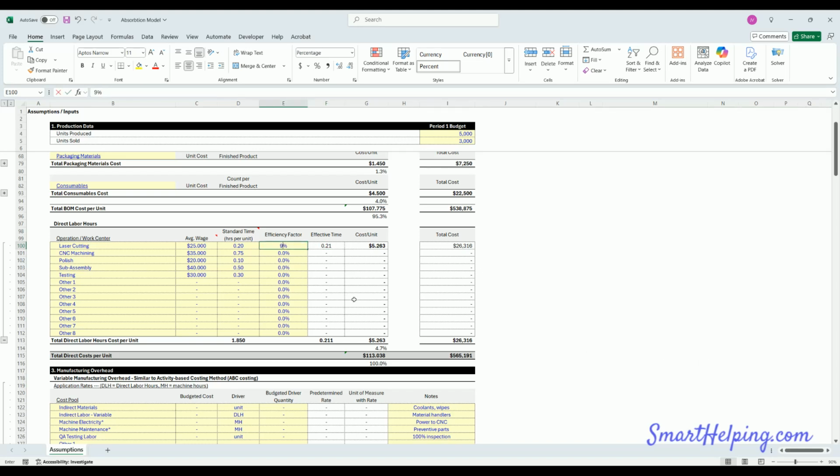So let's say these guys are all at 90% efficiency. So our real effective time and cost per unit is then calculated. So all in all, for a given single unit, based on this amount of time being spent per unit, it's costing us $69.16 per unit in direct labor hours. And with 5,000 units, that's $345,000 in direct labor.